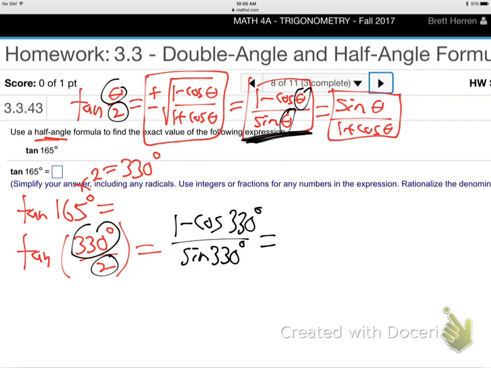All right, so what is the cosine of 330? And what is the sine? Go ahead and do the unit circle thing. Find 330 degrees, small, medium, large, and find the cosine and the sine.